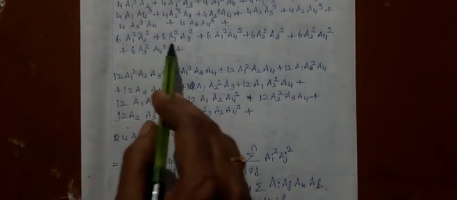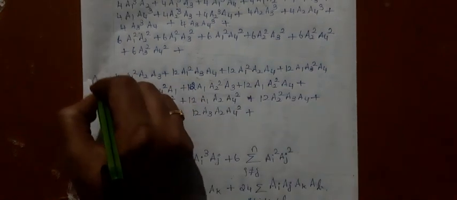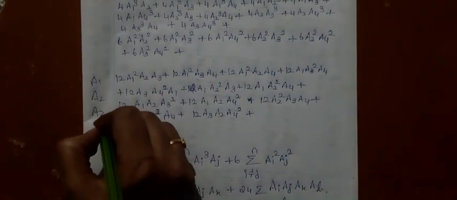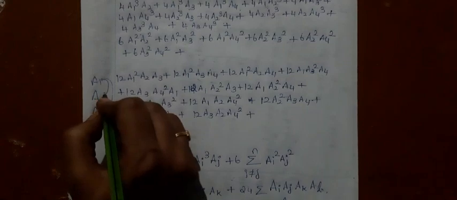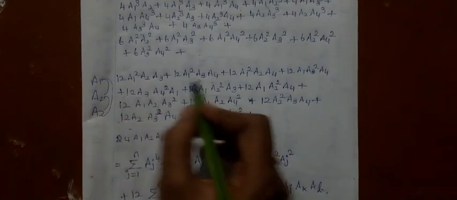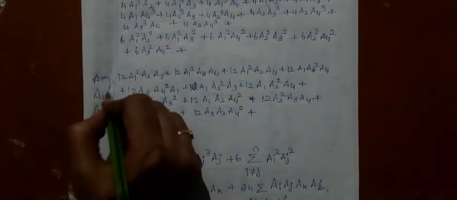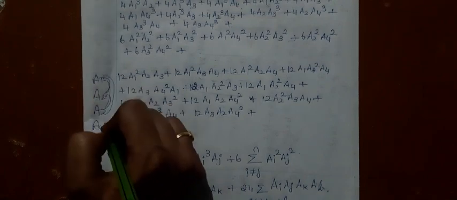Plus 6 times the summation over pairs 1 2, 1 3, 1 4, 2 3, 2 4, 3 4. So you are getting all these terms, right? See, 1 with 2, 1 with 3, 1 with 4, 2 with 3, 2 with 4, 3 with 4. You are getting all these terms. So you write 6 ai square aj square.